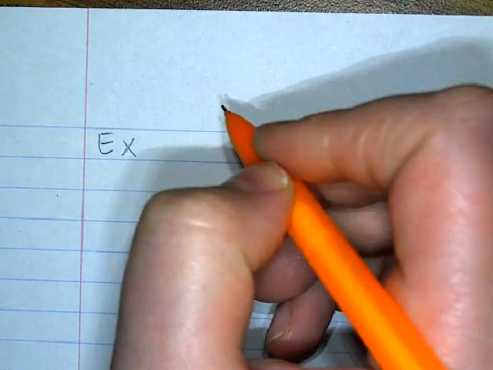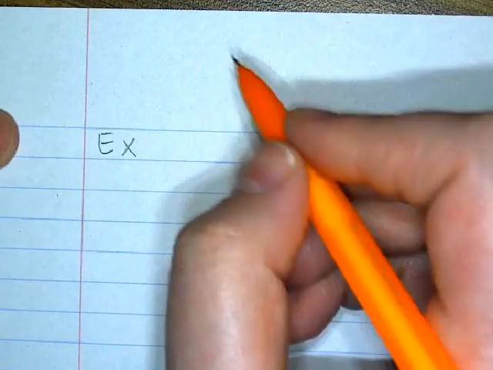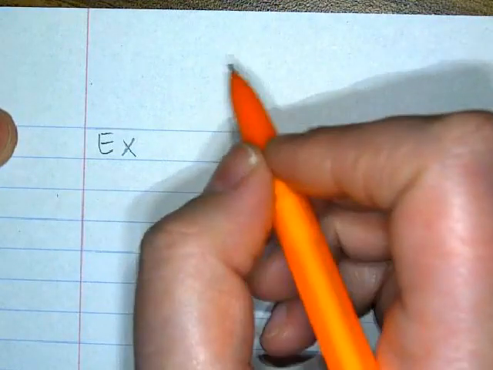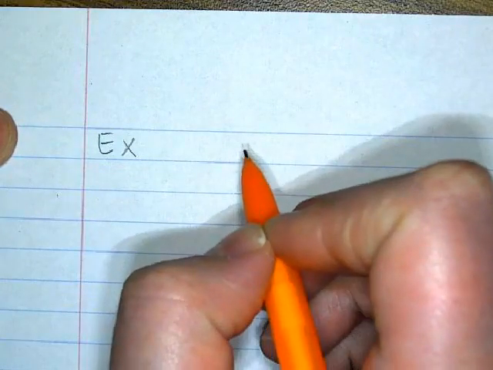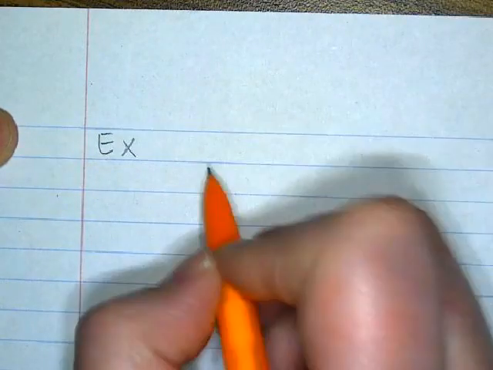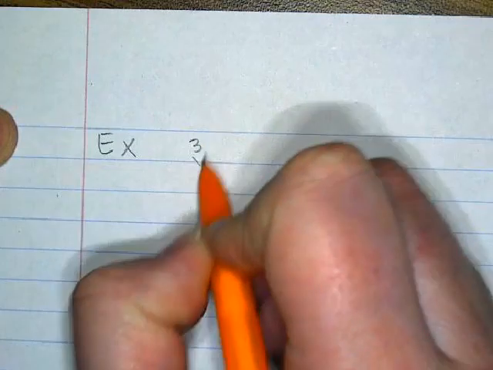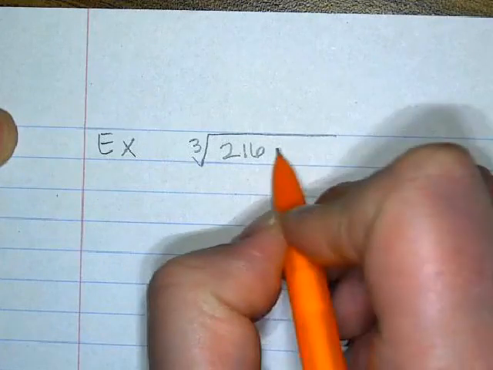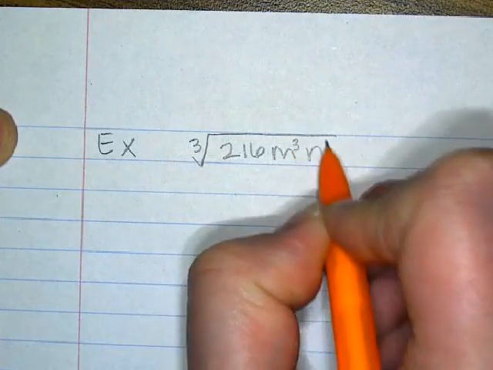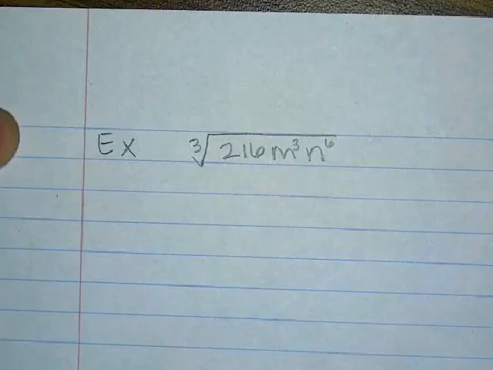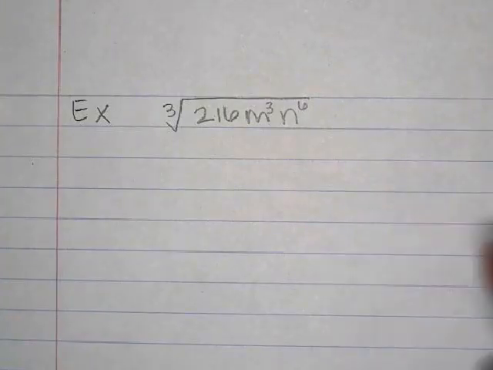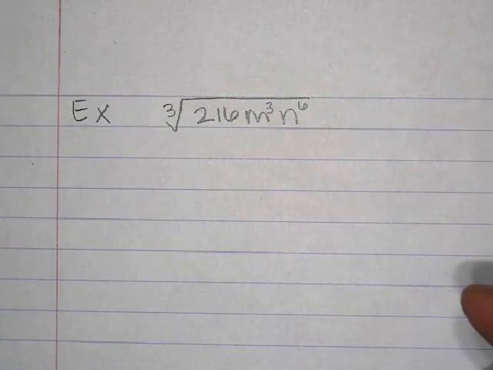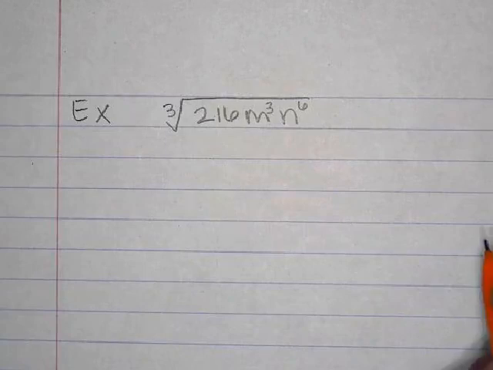So we'll do the 3rd root of 216 m to the 3rd n to the 6th. The 3rd root of 216 m to the 3rd n to the 6th. Okay. So 216. What do we do?